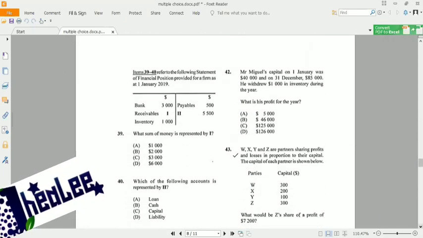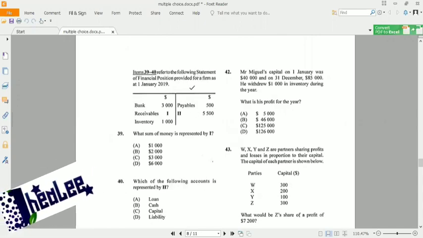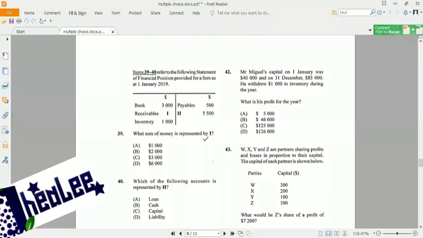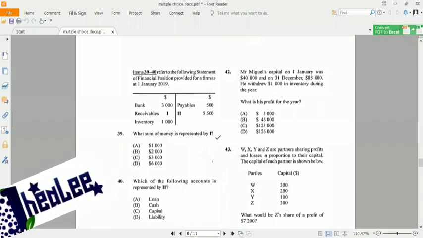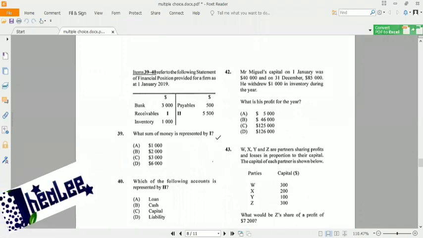Numbers 39 and 40 refer to the information in the table below, which is a statement of financial position, again, the balance sheet. And you are asked what sum of money is represented by I. What knowledge are you going to use to respond to this?